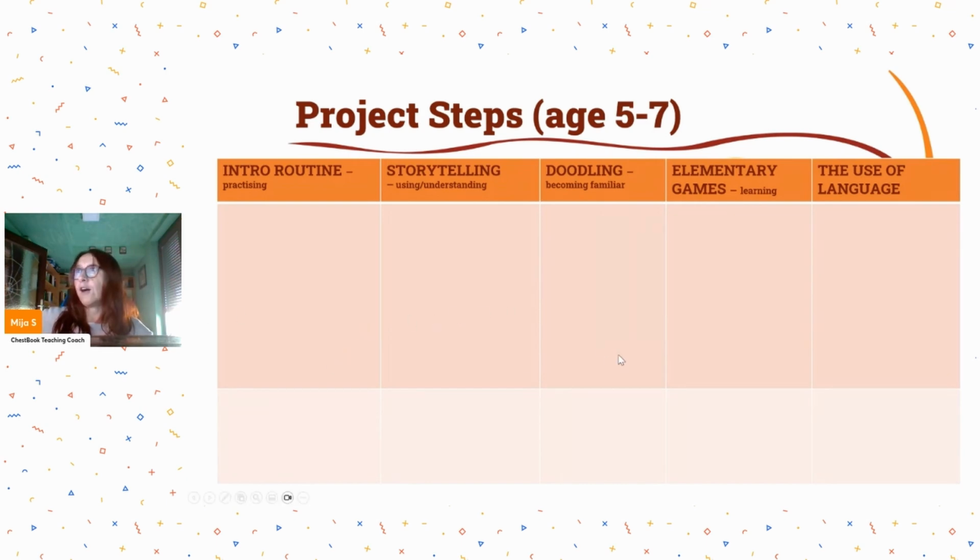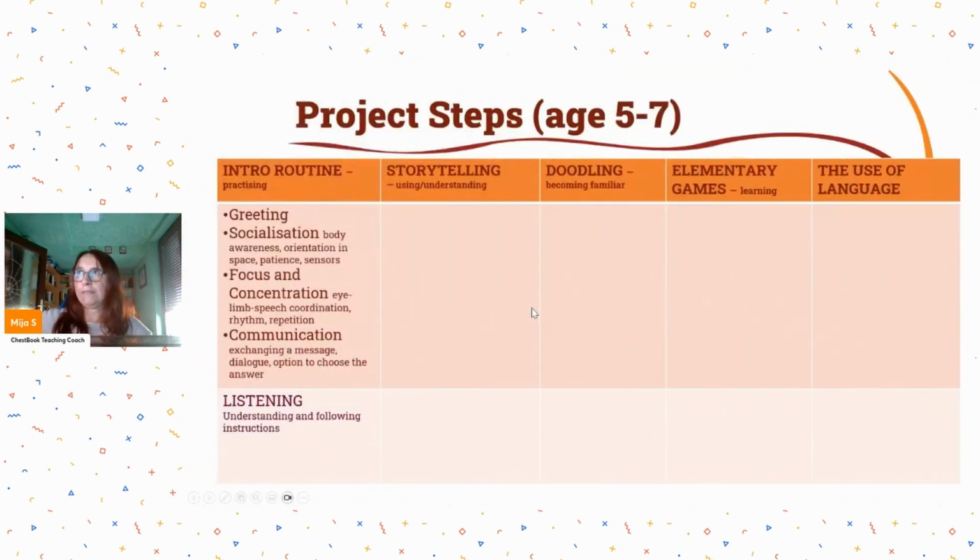So we start with the introductory routine. We have talked about the introductory routine a little bit before. As we said, through it we socialize our children. The introductory routine has 4 major aims. First aim is greeting, and the greeting ranges from a simple, hello guys, how are you? Or can be a short song or a short activity, but the main aim of that is just to say hello. It shouldn't take more than, I don't know, 3-4 minutes.